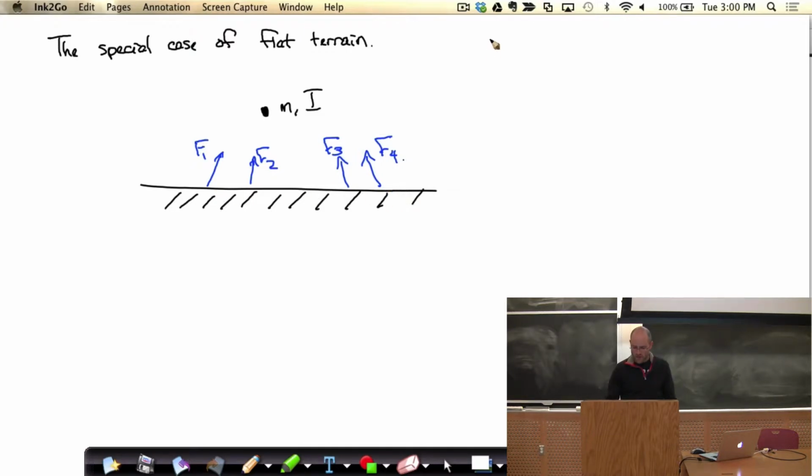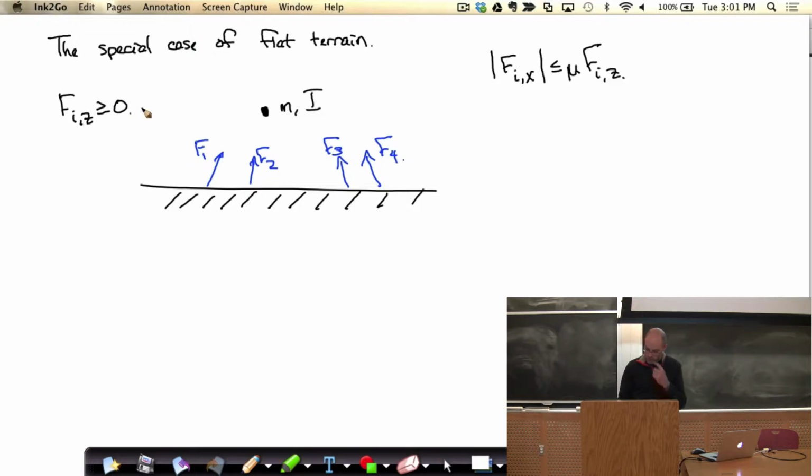Okay, so for instance, since I know that all of the x components are individually less than or equal to the z components, I'm going to say, by the way, that all of the z components are greater than or equal to 0. Okay, I'm only allowed to push on the ground. I'm not allowed to pull on the ground. If I know that all the x components have to be in this friction cone, then that implies some things about the net force, right? So that I could somehow start writing summaries of these forces.